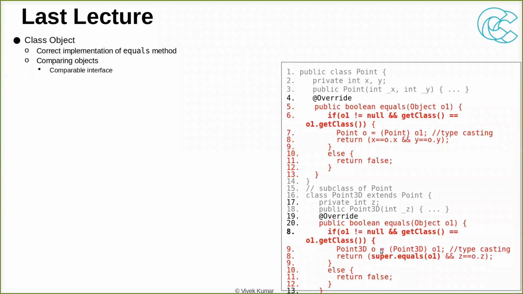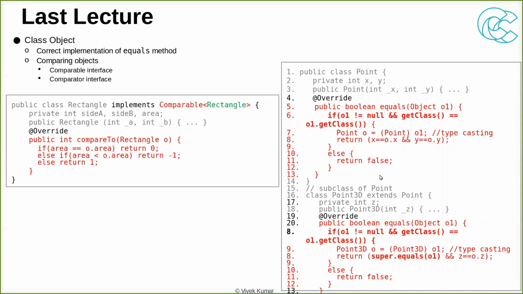The other issue that we looked at is subclassing. If you subclass it, again you have to override equals, and you can make use of super, but there has to be some implementation that is specific to the subclass. Here the subclass had one additional instance variable, which is z, so we have to do the comparison for z as well. So that's the equals part.